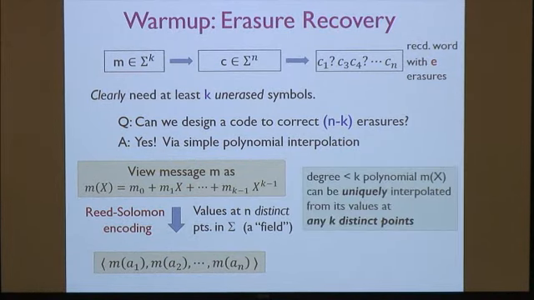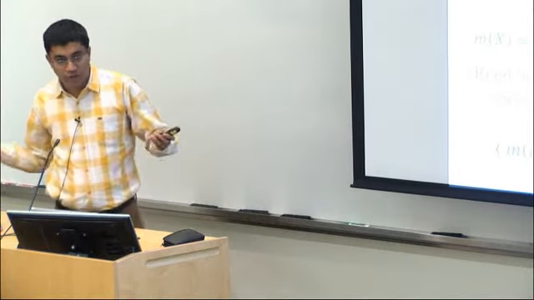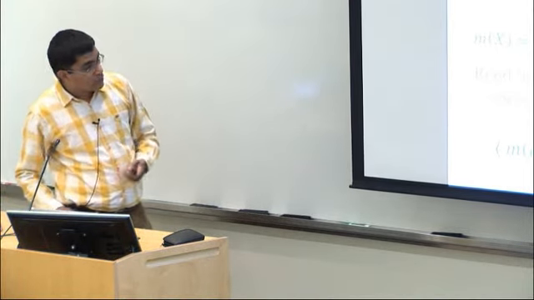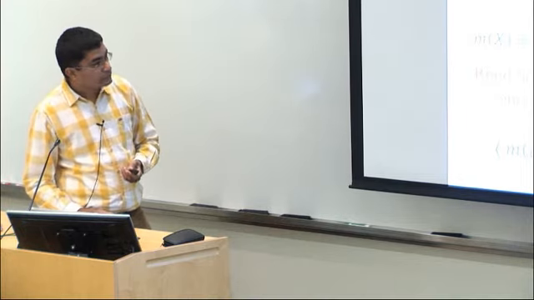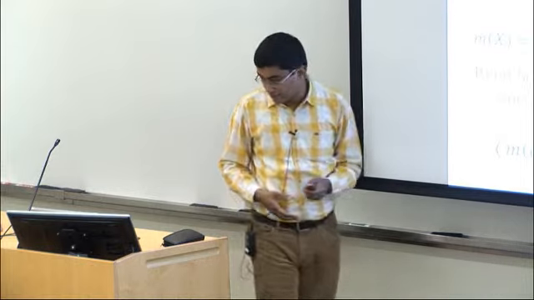And the point is, as soon as you get at least k unerased values, you can interpolate the original polynomial, and that gives you your data. And it doesn't matter which k symbols you get, you can always do this, because you know which locations you get. And that's it, and that's optimal, and that solves the problem, at least for large alphabets.